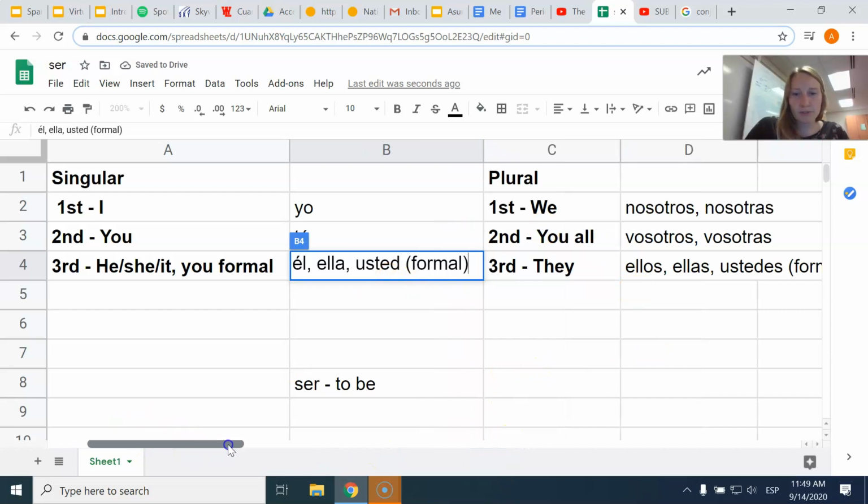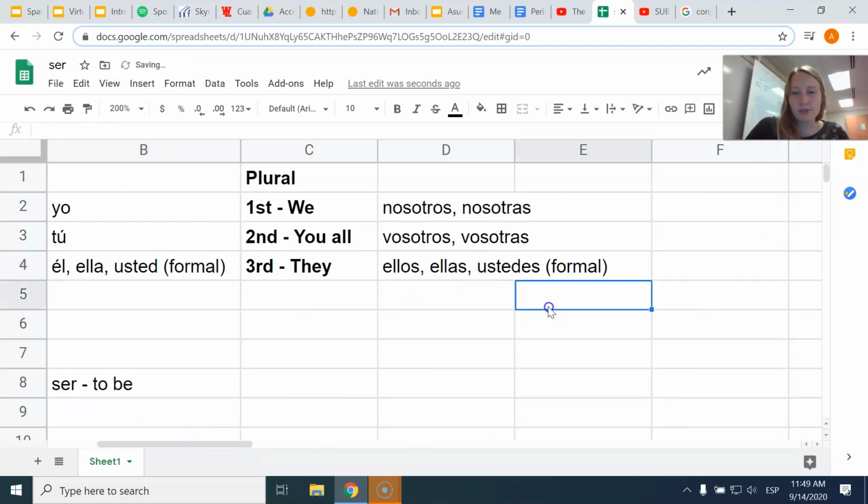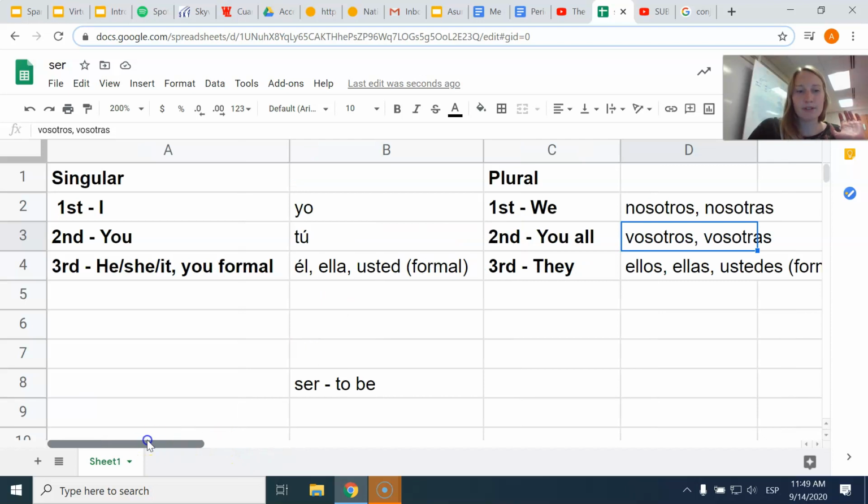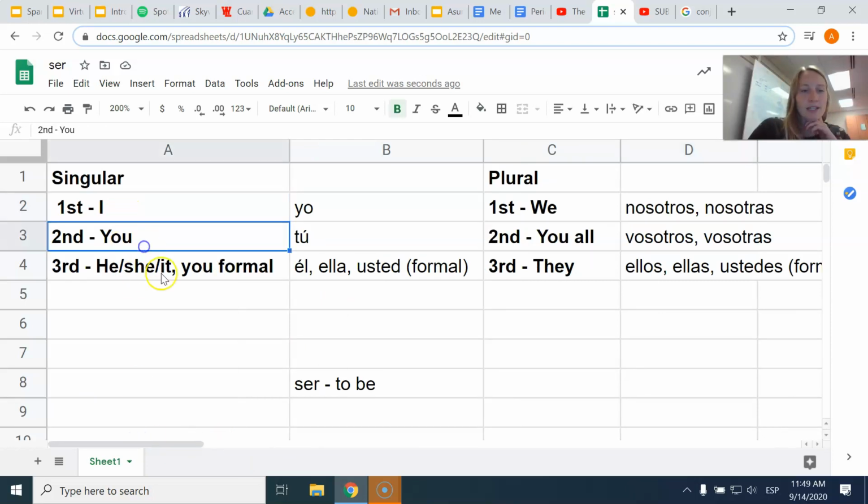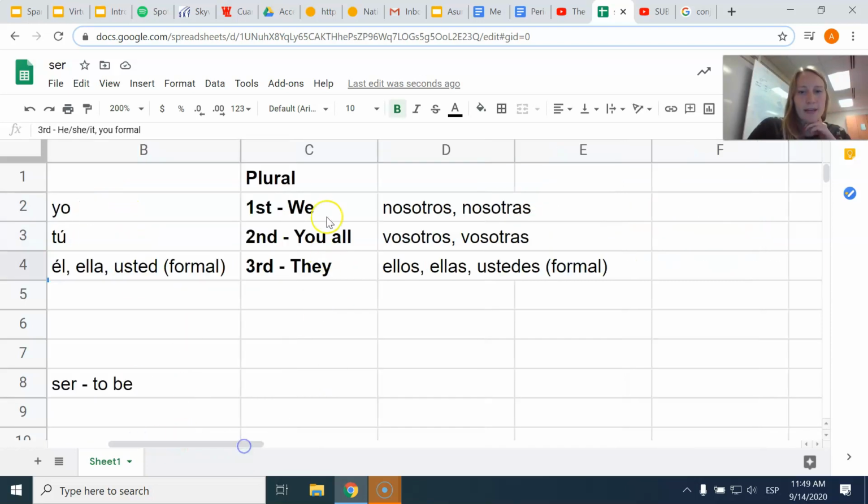Usted is the formal you. However, you're only going to use these two blocks, vosotros, in Spain. So you're not going to hear people say vosotros in Latin America. So in this class, we're primarily going to focus on the I, you, he, she, it, we, and they. Because this you'll just find in Spain. But we do need to discuss it because what if you guys go to Spain one day? You need to know how to use it.